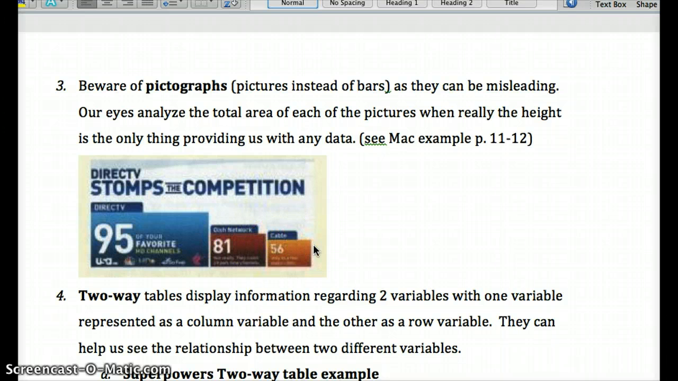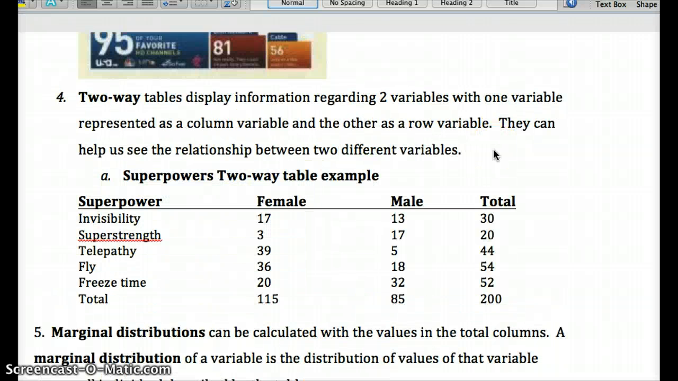So pictographs, our eyes look at it, but they're not really providing us with an accurate picture of the data. So we'll stay away from those. Two-way tables, this is really important. It'll be part of your project, and it's a big part of looking at data.